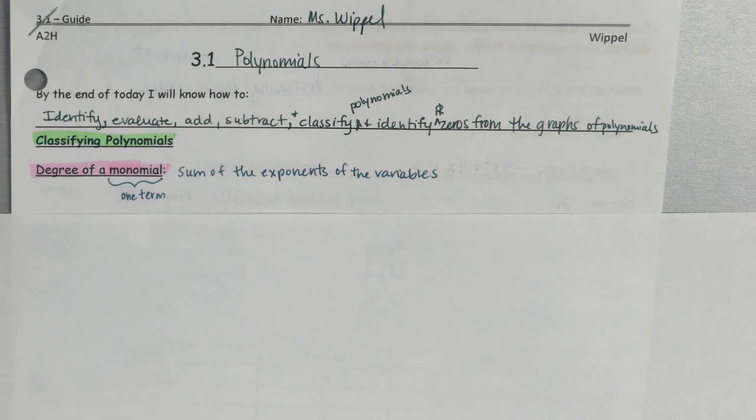Chapter 3 is going to focus on polynomials, and today we're going to do an introduction to polynomials. So we're going to be identifying them, evaluating, adding and subtracting. We're going to classify them, which just means we're going to be naming them. We're going to identify real zeros from the graphs of polynomials.